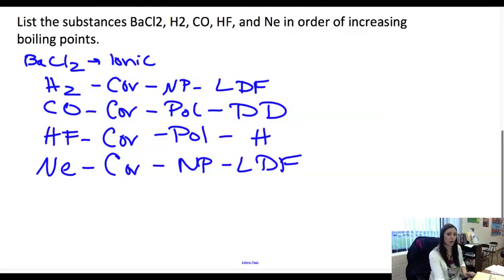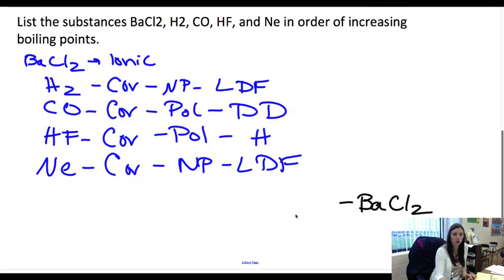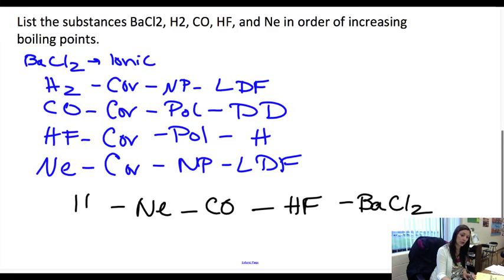So now I'm going to rank them here. My highest boiling point is going to be BaCl2 because it's an ionic bond, and it's going to be the strongest. The next strongest is going to be my hydrogen bond, HF. Then I've got my dipole-dipole, which is CO. And now we've got two London dispersions. So how do I know which one is stronger? Well, that's the one that is more polarizable, which is going to be the larger molar mass. And my larger molar mass is Ne. And then H2 is last.